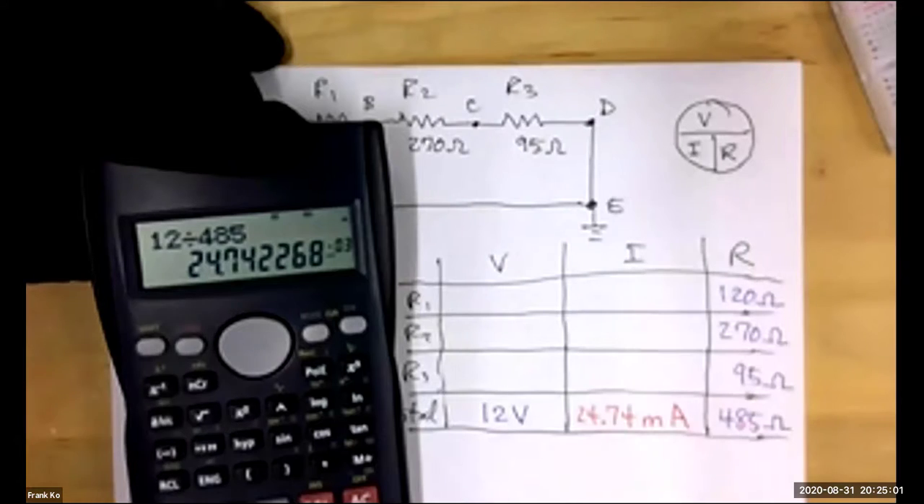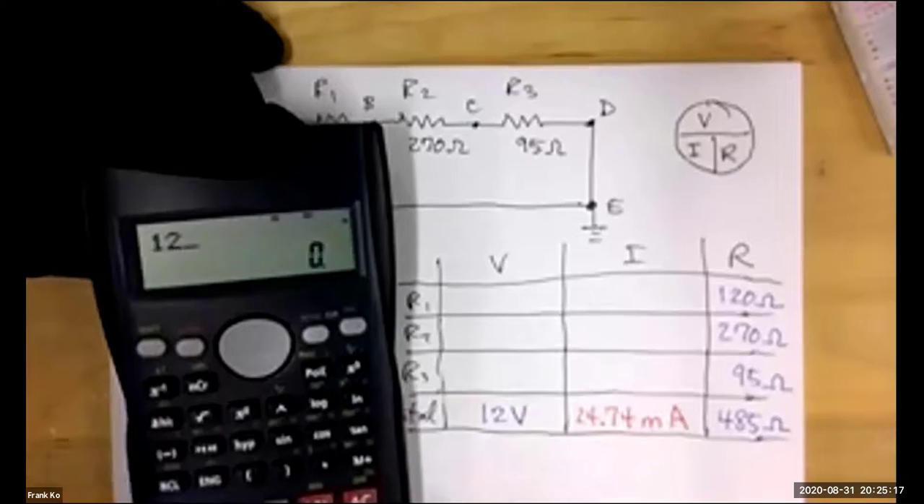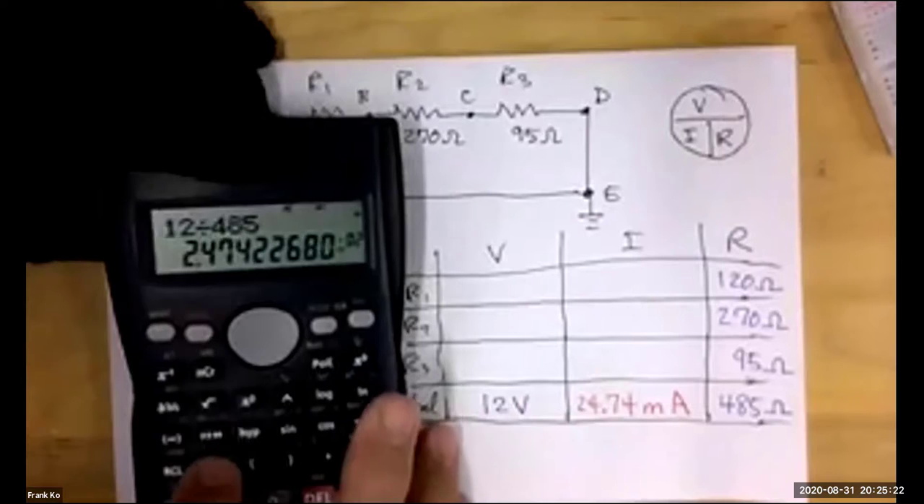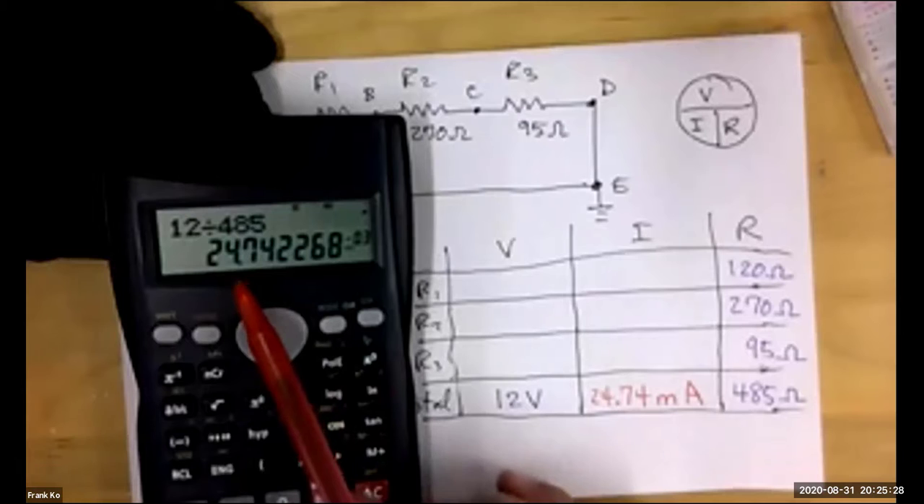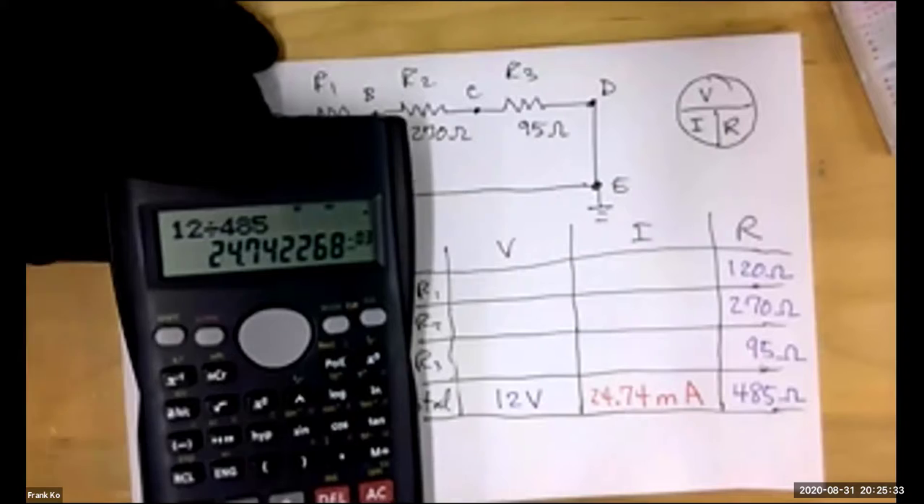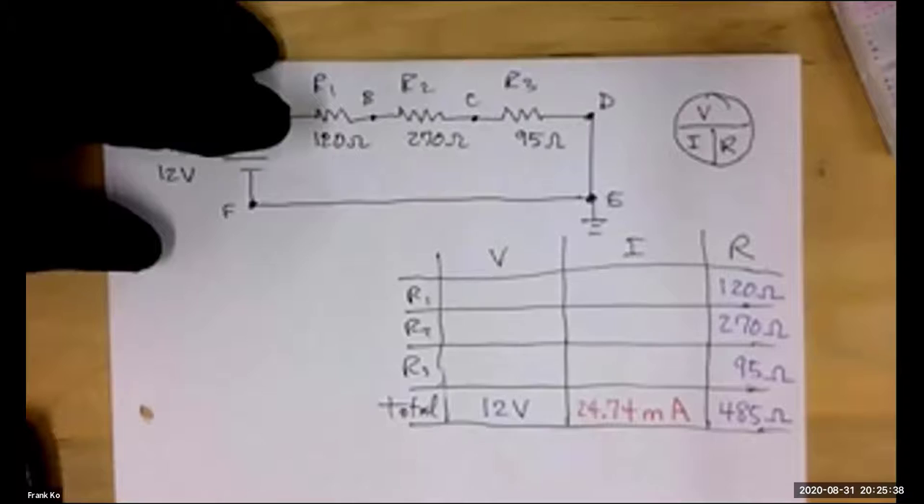Now, before we go on, we should double check this value, yes? Okay, so we clear the calculator. Is your calculator cleared? Do it again, quickly. Now, 12 divide by 485 equals engineering. Do you agree that the answer you recalculated should be written down as 24.74 milliamps? Are we happy with that, everybody? Yes.